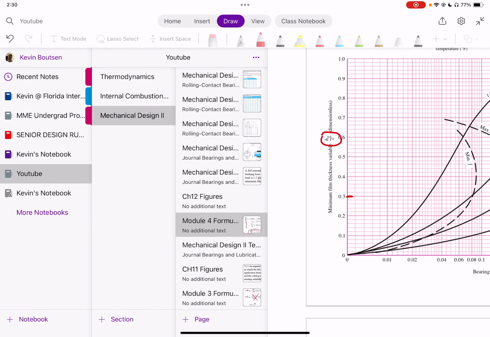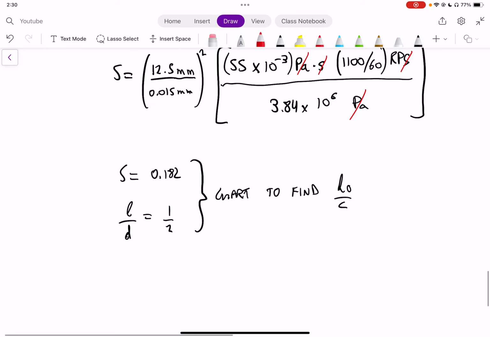Now, be really careful when you're doing these types of problems that you write that H0 over C is equal to 0.3 and not H0 is equal to 0.3. If not, that would be incorrect, okay? You then need to find H0 by multiplying by the clearance. So H0 is going to be equal to 0.3 times the clearance, which is going to be 0.0045 millimeters. So that is going to be your minimum film thickness inside your system.